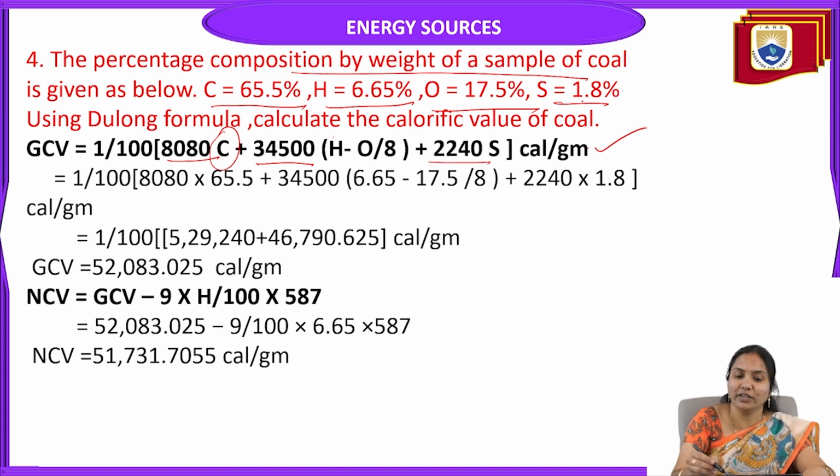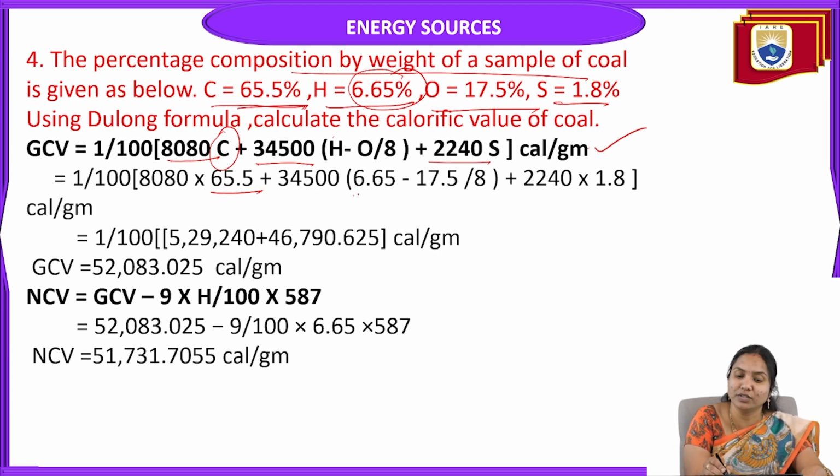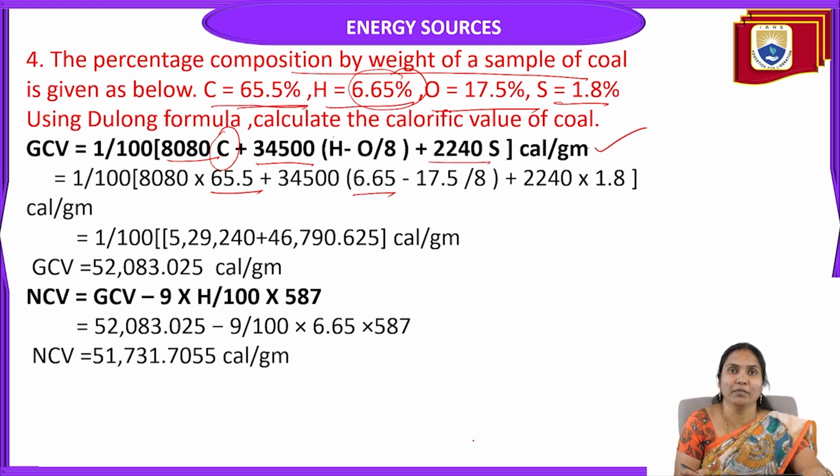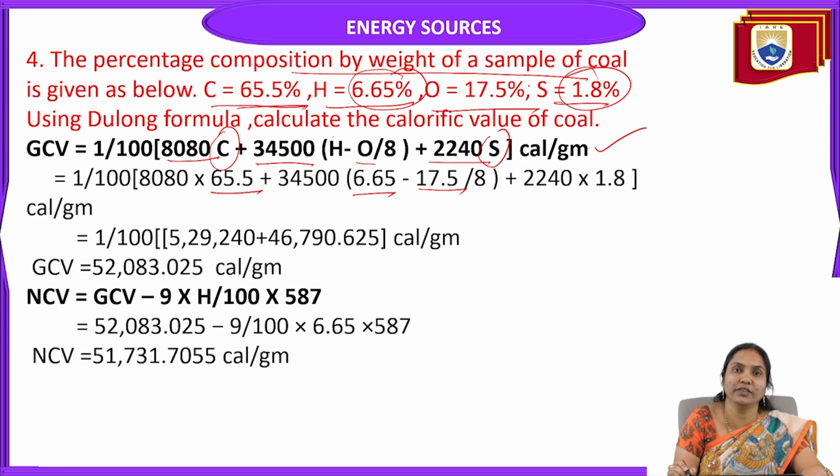In this data, the carbon percentage is 65.5. So we substitute carbon percentage 65.5 plus 34,500 into H minus, hydrogen percentage is here 6.65 percentage. So we substitute 6.65 minus oxygen percentage 17.5, so 17.5 by 8 plus 2,240 into sulfur percentage, which is 1.8 as given in this data.